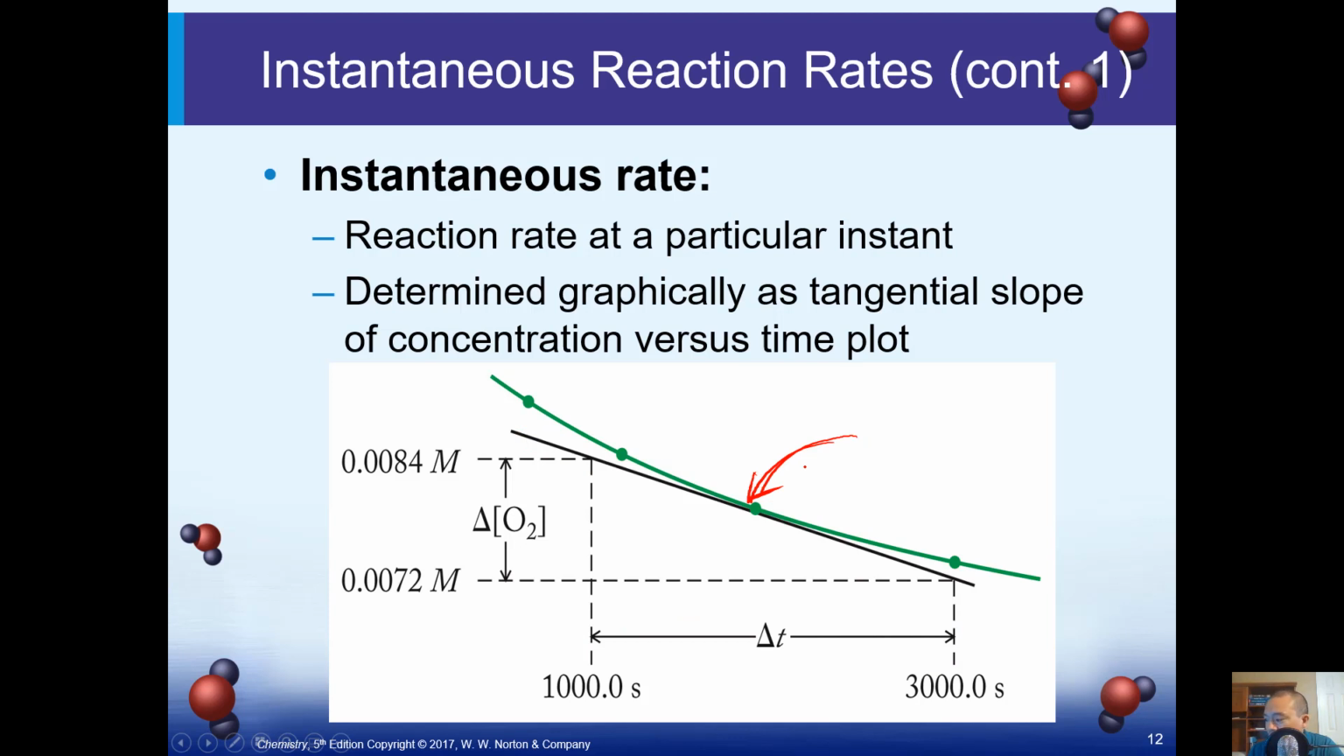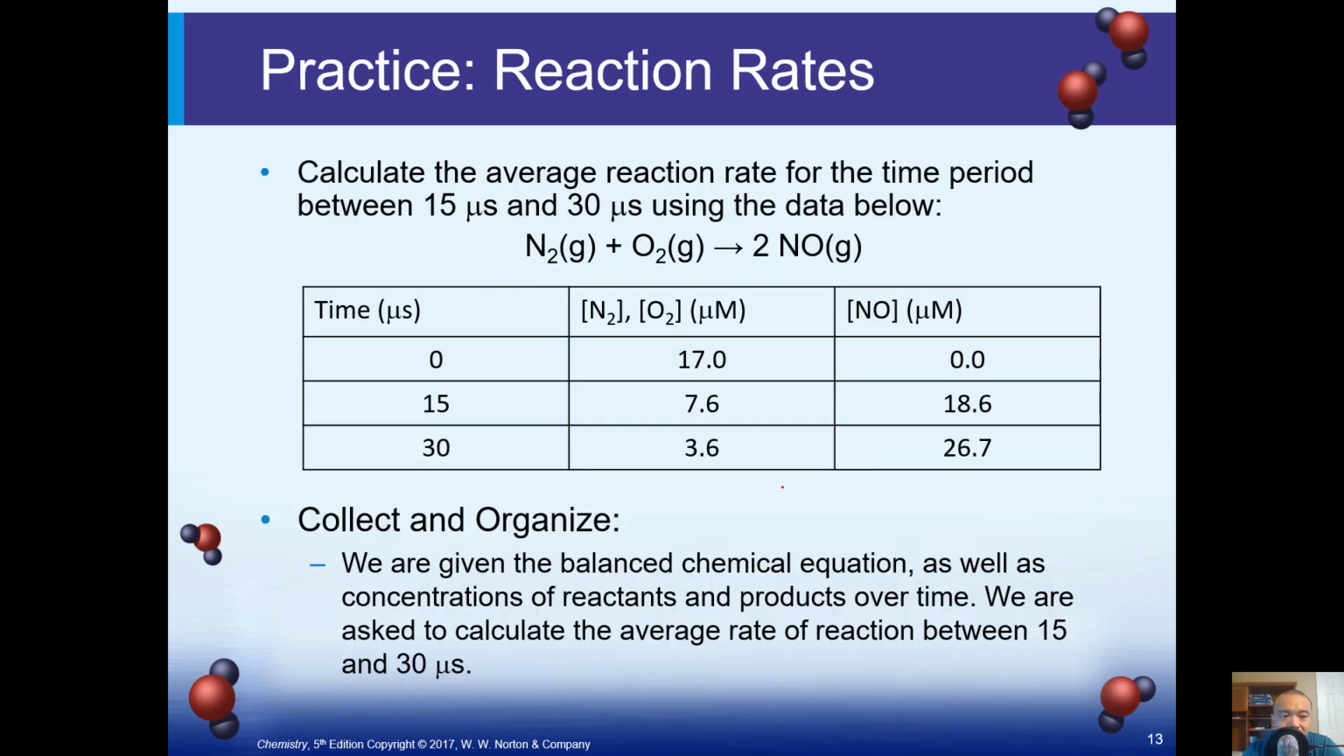In this way, the reaction rate at a particular instant can be calculated. The key is to find the slope at that particular point of time. Let's look at one example. In this example, we are asked to calculate the average reaction rate for the time period between the 15th second and 30th second using the data below.